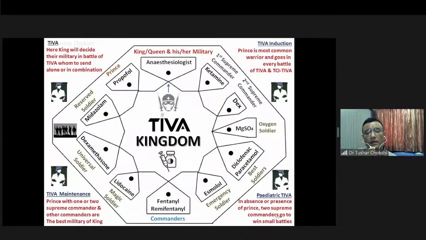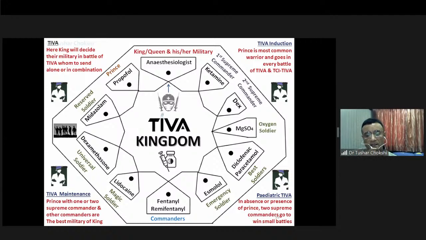I have created a TIVA kingdom for those who want to start their TIVA practice. Here we are the king, either king or queen. Our prince is propofol, and the supreme commanders are ketamine and dex. Our commanders are fentanyl and remifentanil, and the others are our soldiers. Whenever you want to start your TIVA practice, the king decides with the military which battle to send them to, alone or in combination. In TIVA or TCI TIVA, the prince is the first warrior to go into battle. In TIVA maintenance, the prince with the other two supreme commanders or other commanders is the base military of the king.